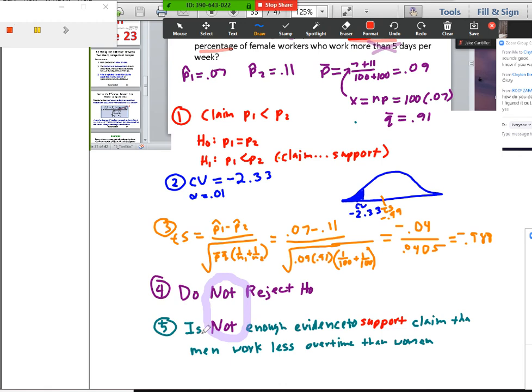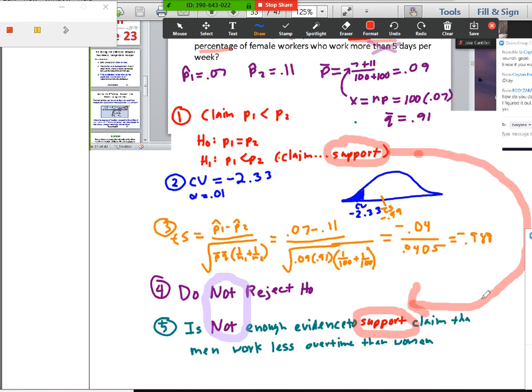Okay. And then enough evidence to support. And again, this comes from up here, right? Because H1's my claim, I'm going to use the word support, which means I'm going to use the word support down here. Those guys match up. That's where that comes from. So there is not enough evidence to support the claim that men work less than women. Yes? No? Or less overtime than women? So maybe they do, but I can't prove it.